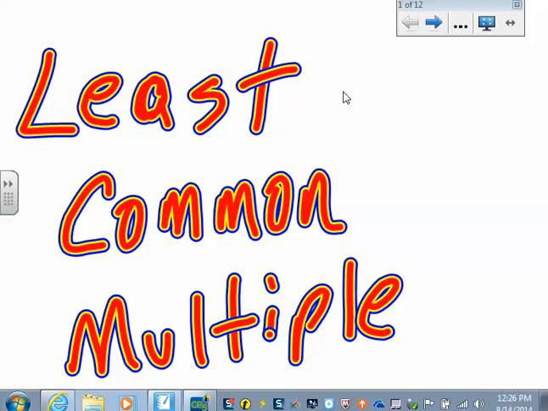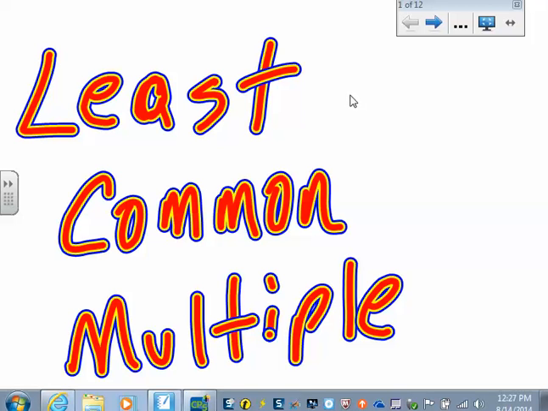So most recently we looked at prime factorization, and I told you that we would be able to use that to help us find least common multiple and greatest common factor. So we're going to move into least common multiple, but I am going to show you some other methods to finding least common multiple. Prime factorization is not the only way, but it is one way.